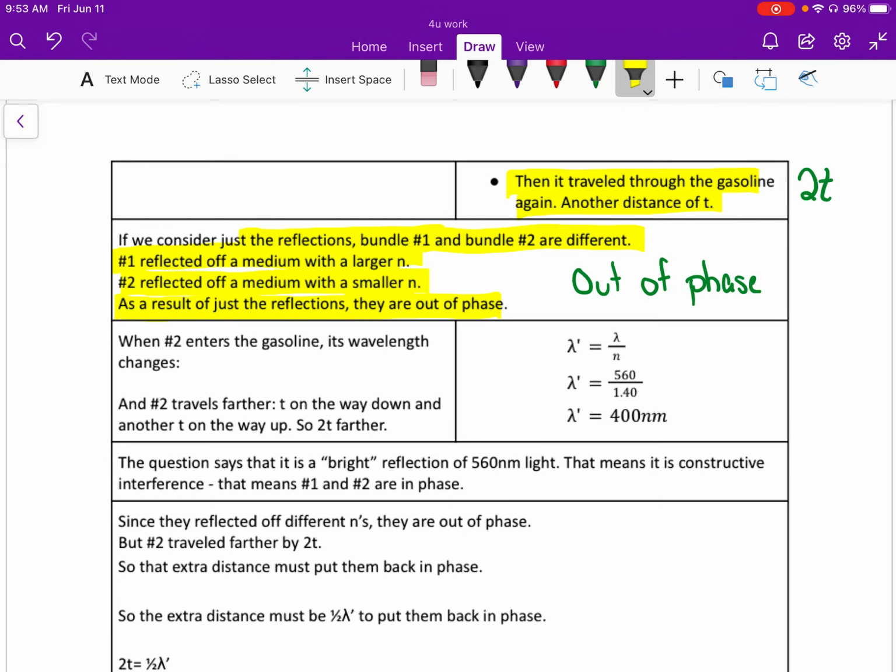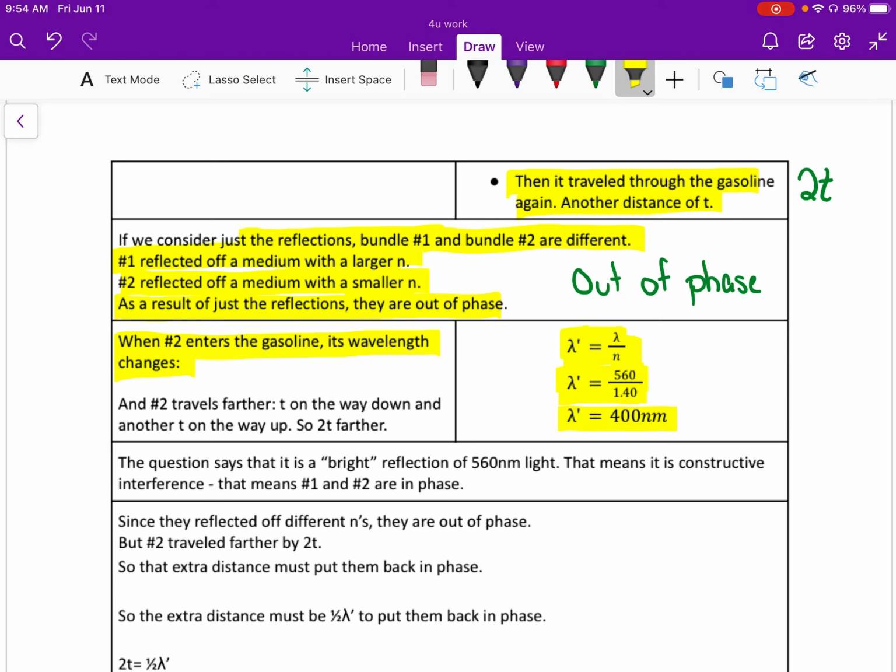The other thing that number 2 did differently is it entered a new material with a different index. So that means its wavelength is going to change. From what we talked about before, the new wavelength is the air wavelength divided by the n. So in this case, orange light, I made up 560. I was trying to make the numbers easier. When that orange light entered the gasoline, its wavelength actually shrunk to 400.